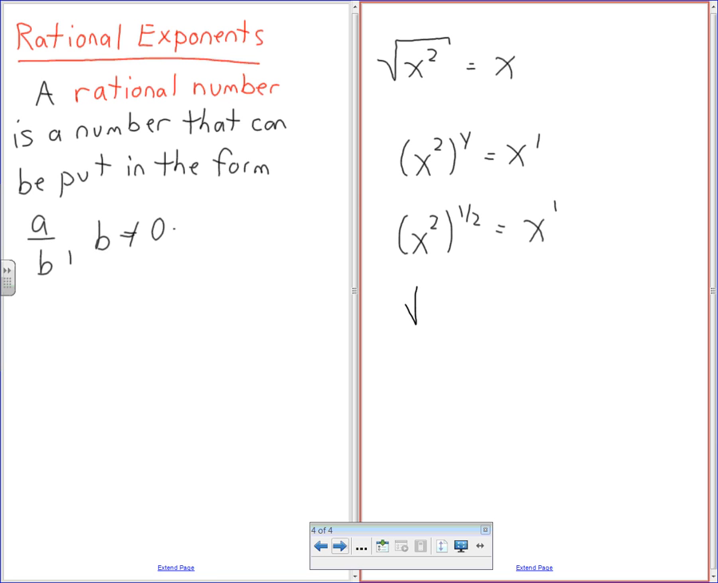So therefore, the square root of x is the same as x to the 1/2. That's what I just showed. Does that make sense where we're going with that? All we're saying is, if you want to change this exponent 2 into a 1, you're dividing by 2. The power rule here is to multiply, so 2 times 1/2 is equal to 1.